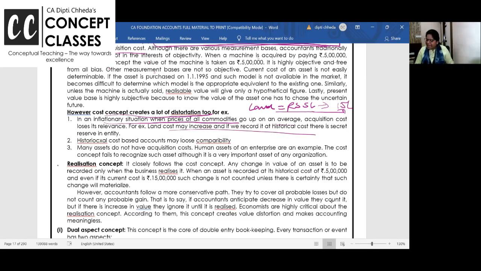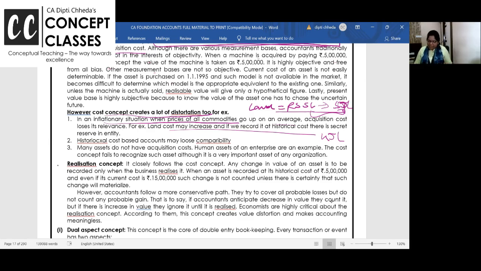Land bought for 5 lakhs. Now, if the value is 50 lakhs, Dipti ma'am has taught, no, you have to record it at 5 lakhs. Are you actually not making a secret reserve of 45 lakhs? Only the management knows that this land, if we sell this land, we will get 50 lakhs. The book value is 5 lakhs.